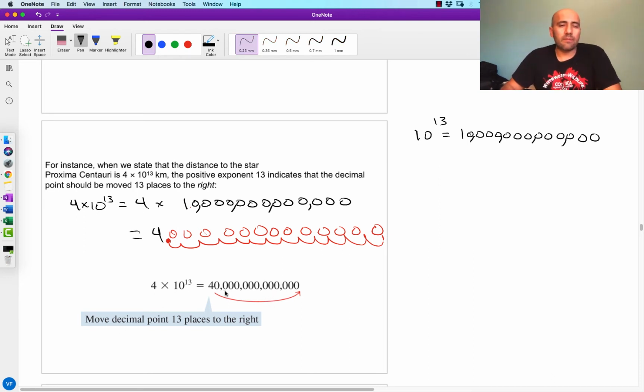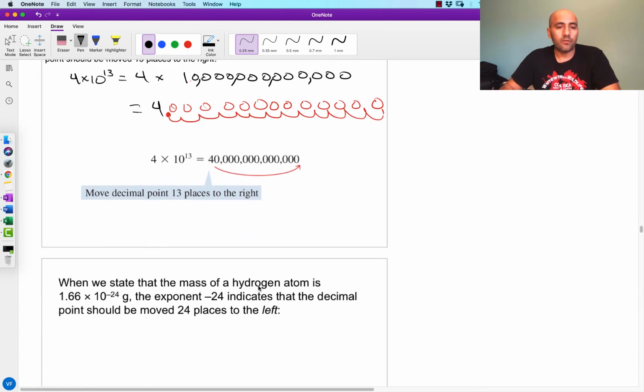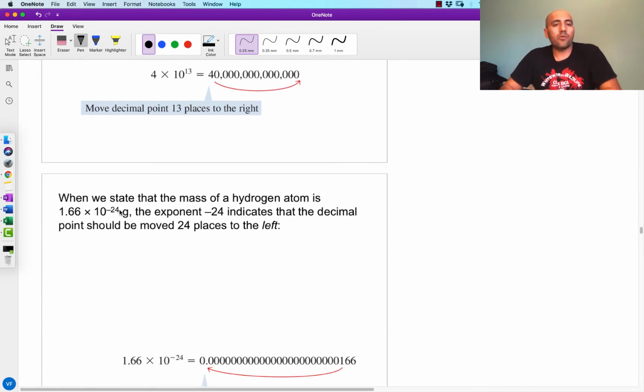Okay, so just keep in mind whether we are expecting a very large number as the final answer. If this is a positive exponent, we should be expecting a very large number. On the other hand, if this is a negative number in the exponent, we would be expecting a small number. Right, so for example, when we state that the mass of a hydrogen atom is 1.66 times 10 to the negative 24 grams, the exponent is negative, so we expect that to be very small.